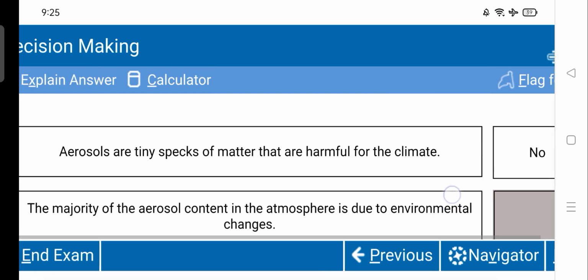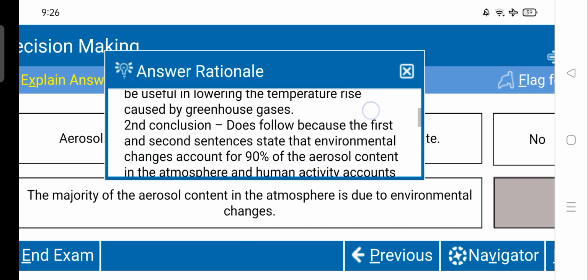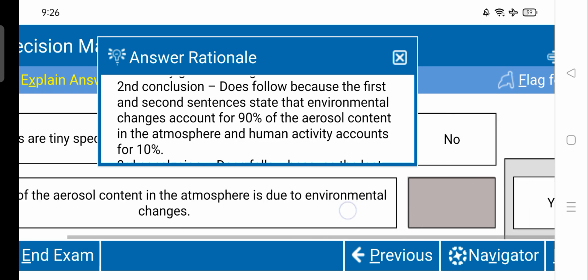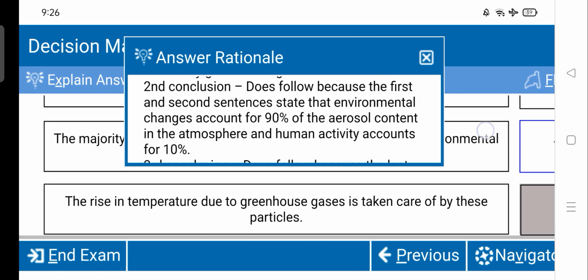So the second conclusion says the majority of the aerosol content in the atmosphere is due to environmental changes. It does follow because the first and second sentences state the environmental changes account for 90% of the aerosol content in the atmosphere and human activity accounts for 10%. So we will drag a yes and drop it here in front of this box.